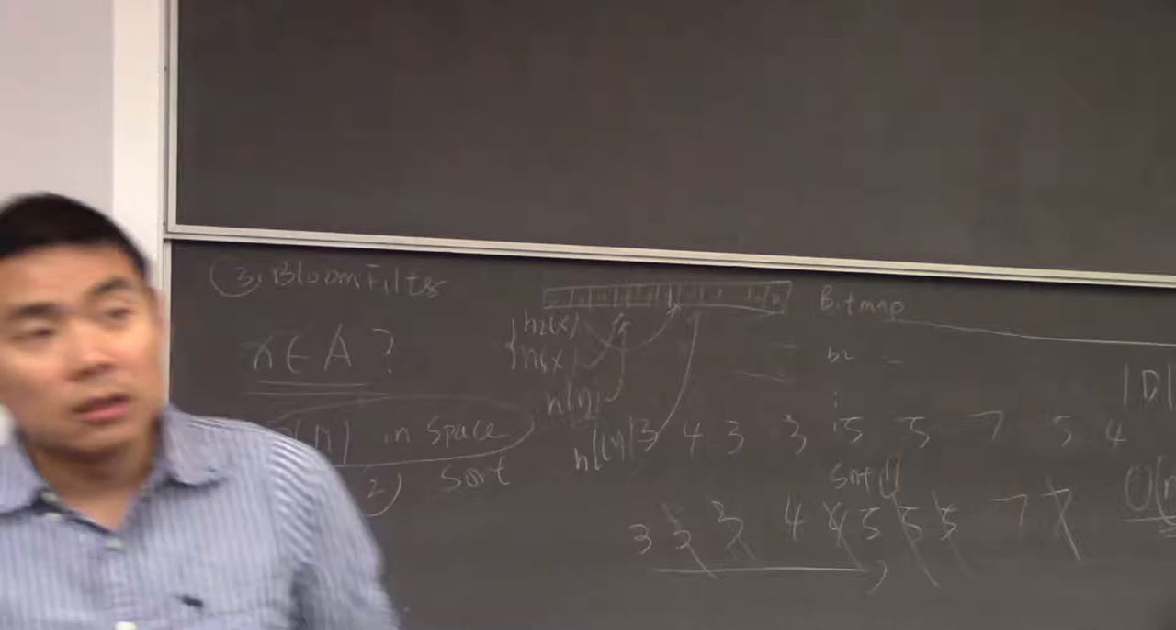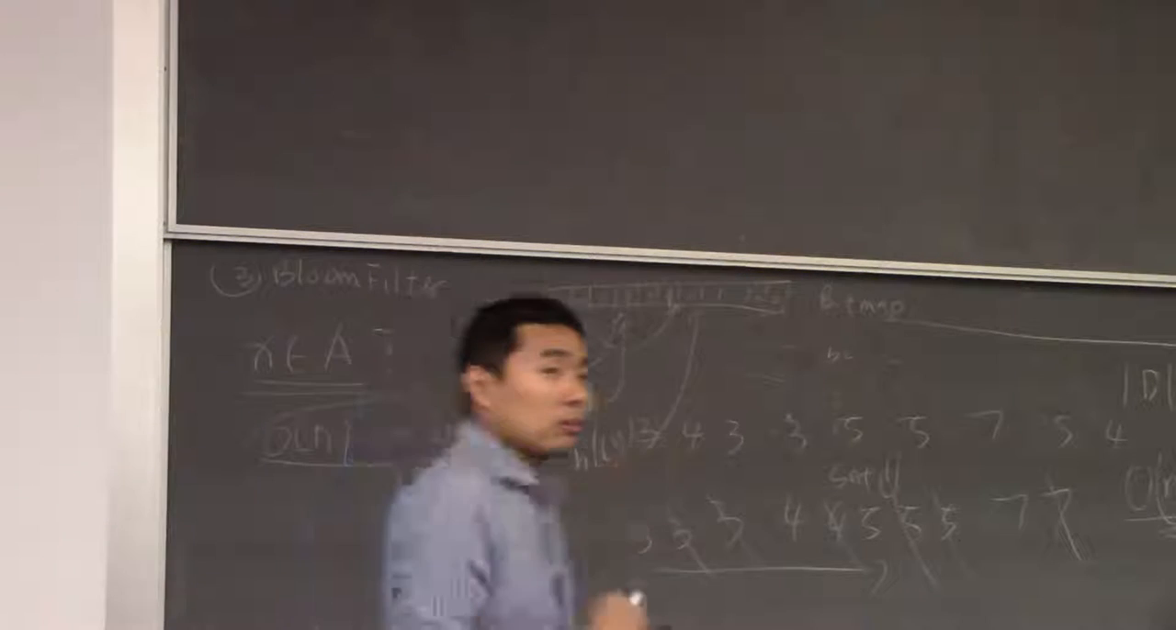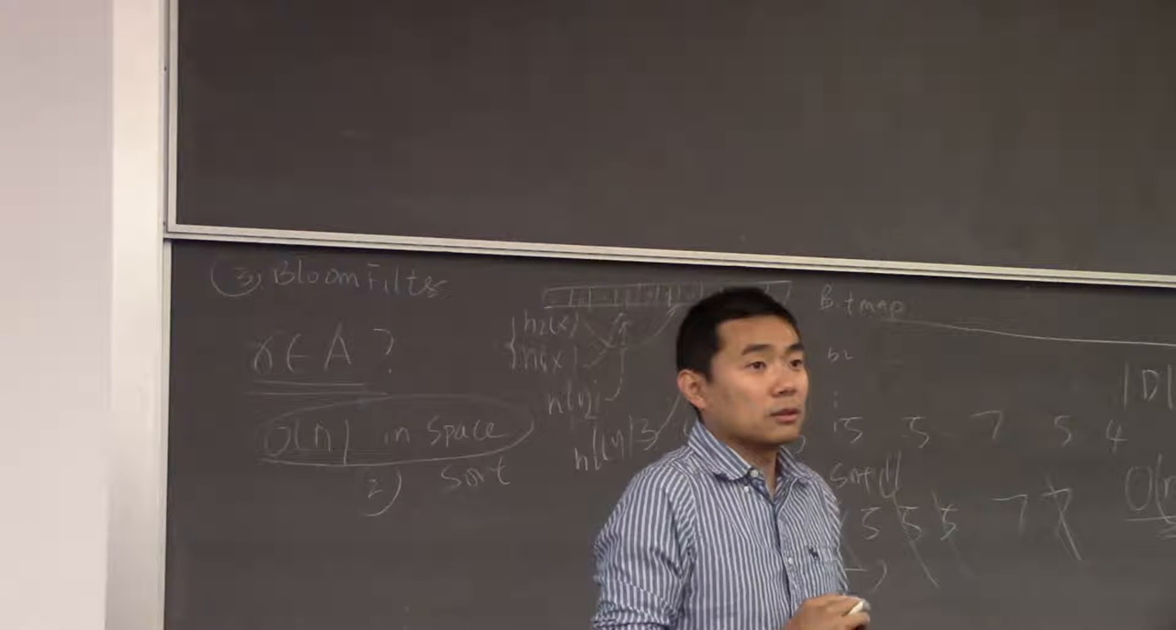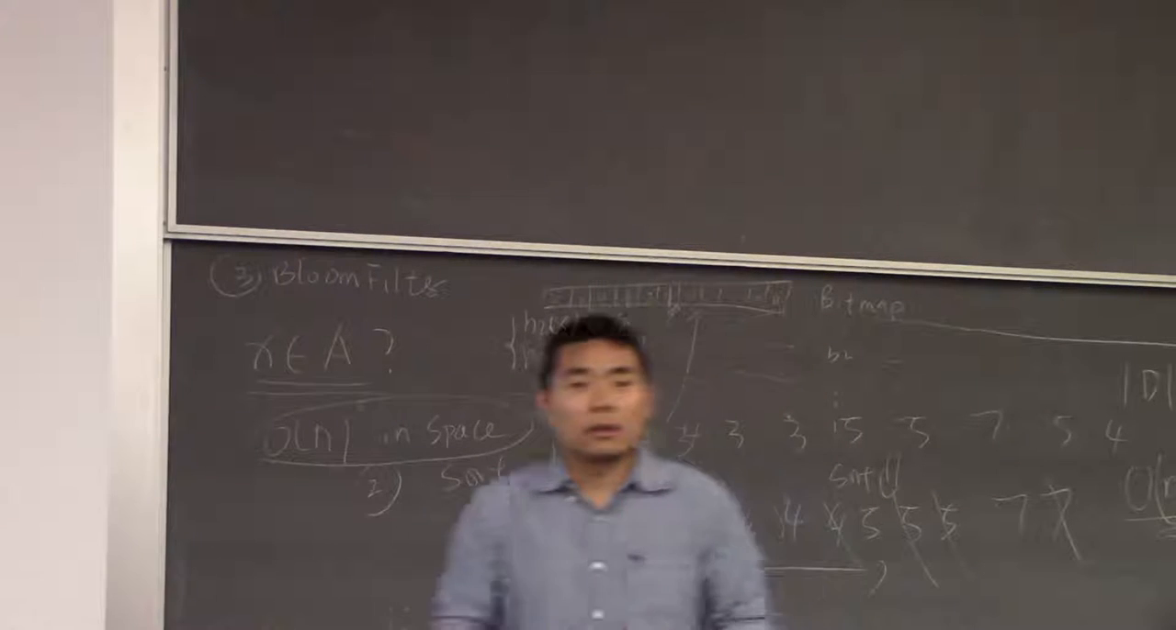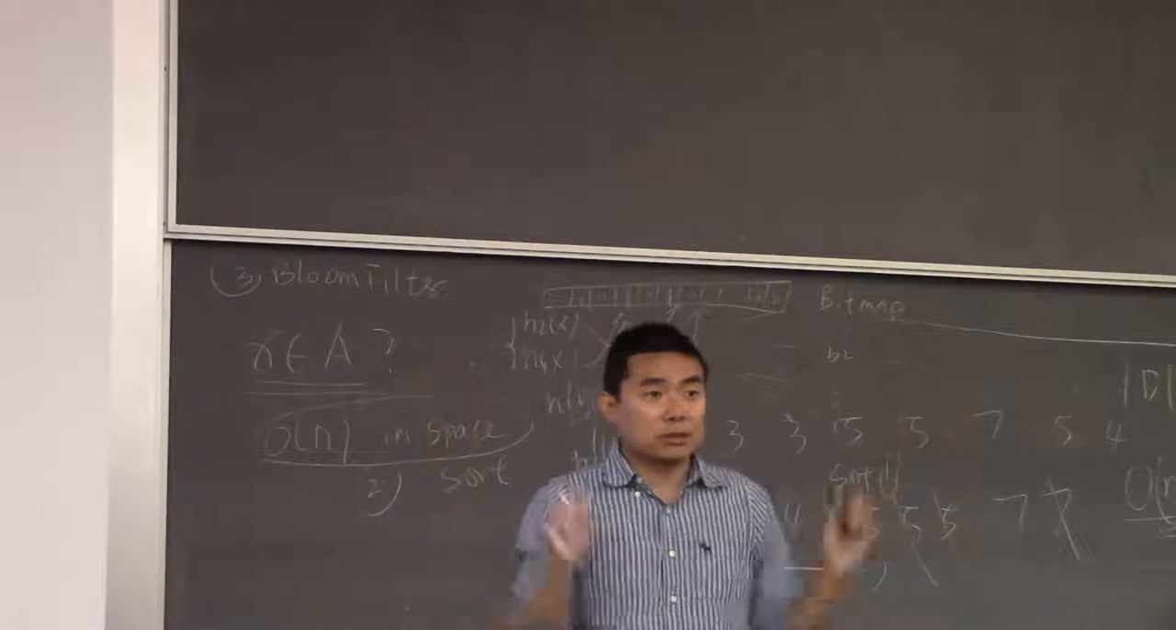Can you explain the false positive thing again? Same bucket, different value hashed to the same bucket. That'll give you a false positive. Different values hashed to the same bucket. Yes. For one hash function, or for multiple hash functions, different values hashed to all the same buckets.